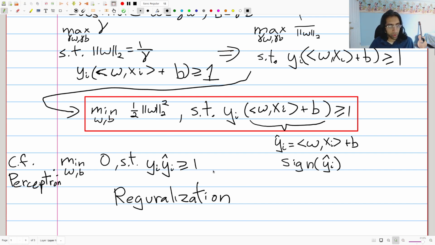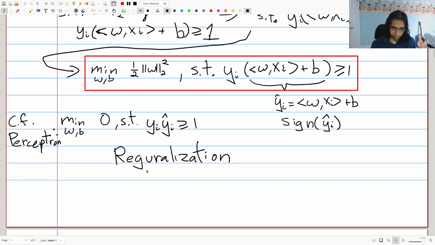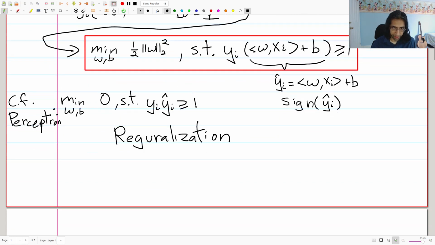And this will become even more explicit when we move on to soft margin SVMs, because it'll be very clearly related to that, where we'll have a sum of two different terms. But that'll be in the next lecture. So just recall that regularization plays a key role in how we do SVMs.